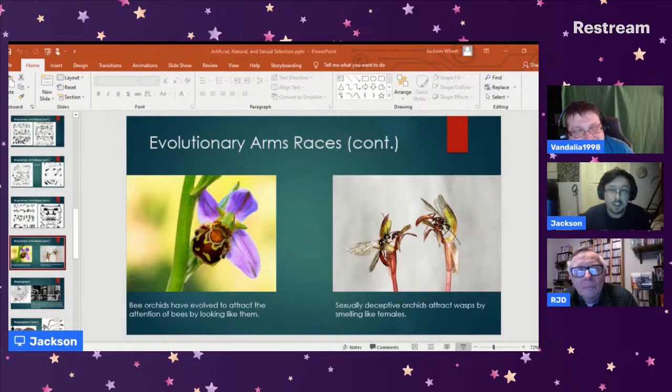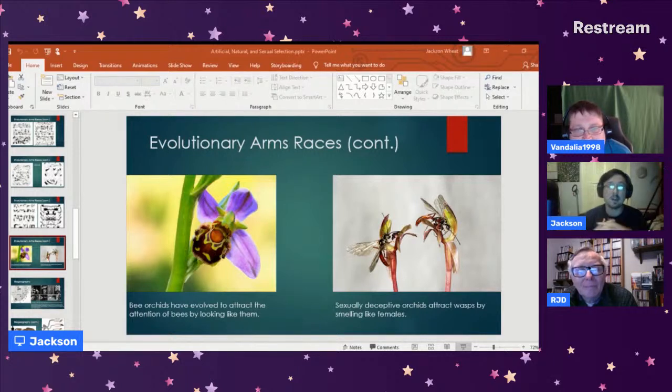But in fact, they have to compete with each other for pollinators. Flowers have to do this. Not all plants, of course, because not all of them produce pollen. But the different flowers do have to compete to attract insects. That's what happened here with these two. So we have the bee orchid. Both of these are actually two different types of orchids, but they're attracting insects in different ways.